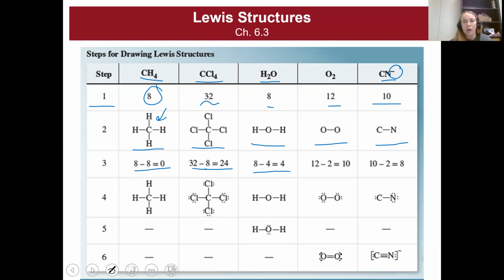O2, we've got 1 bond, so that's 2 electrons. So we've got 10 electrons left to play with. And finally, cyanide, we have 1 bond, so that's 2 electrons. So we have 8 electrons left to play with.